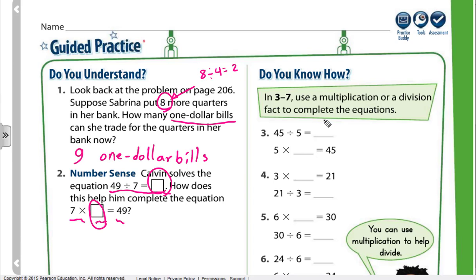Yes, teacher. Okay. 45 divided by 5 equals 9. And 5 times what number gives 45? 9. Okay, great. Thank you, my hero. And let's move to the next question.